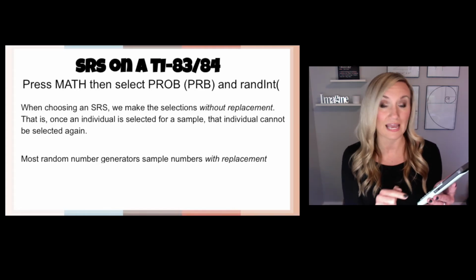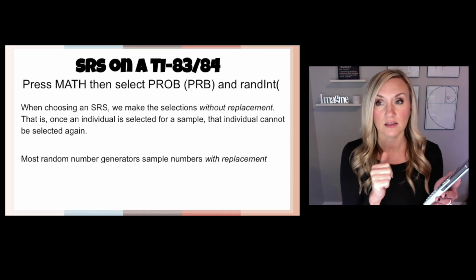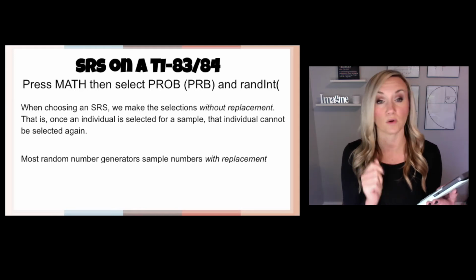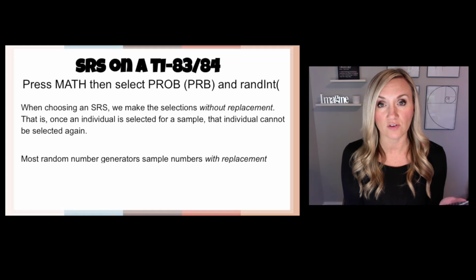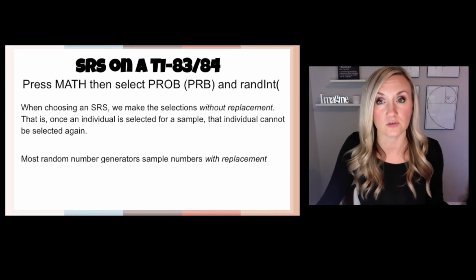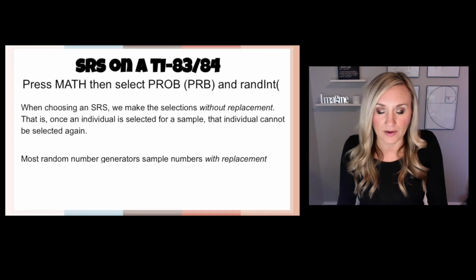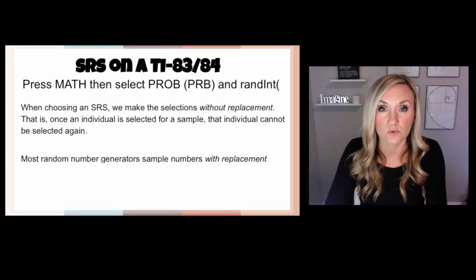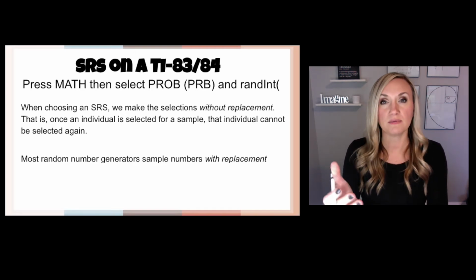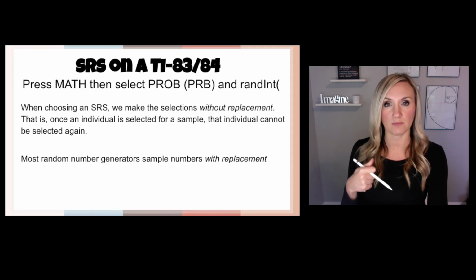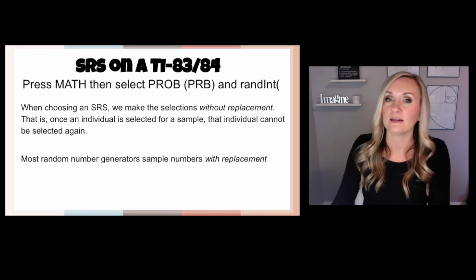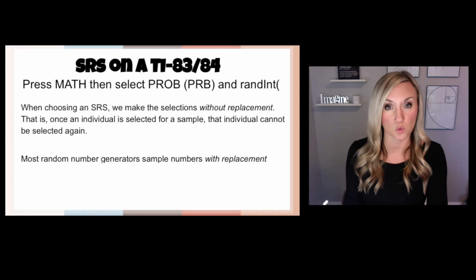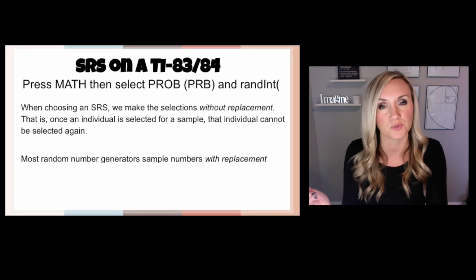If you hit enter again, without going through that process, if you just keep hitting enter, it keeps randomly giving you 2 numbers. I just got 25 and 35, then 23 and 11. You can change that n value, and you can make your lower and upper values as large as you want. Now, when you are choosing a simple random sample, we make selections without replacement. That means once an individual is chosen for that sample, we don't choose that individual again. Most technology does not do that, so if it gives you the same number twice, just ignore the second one and do it again.